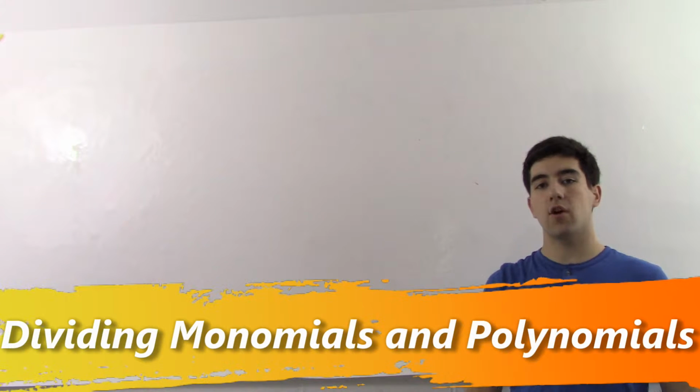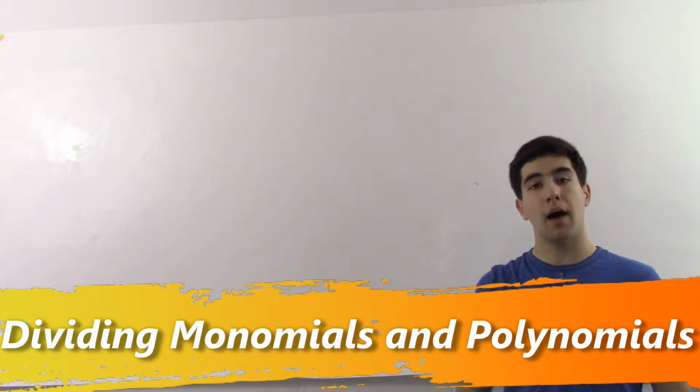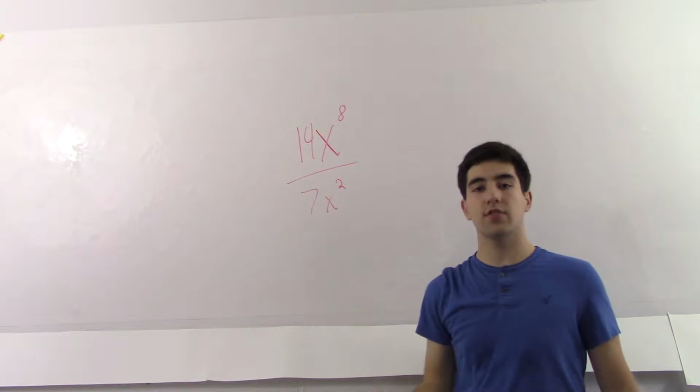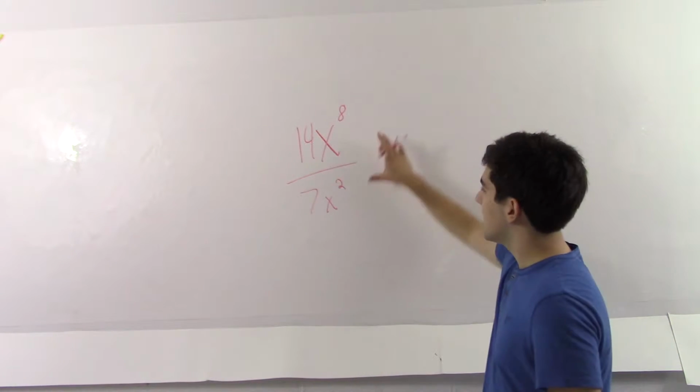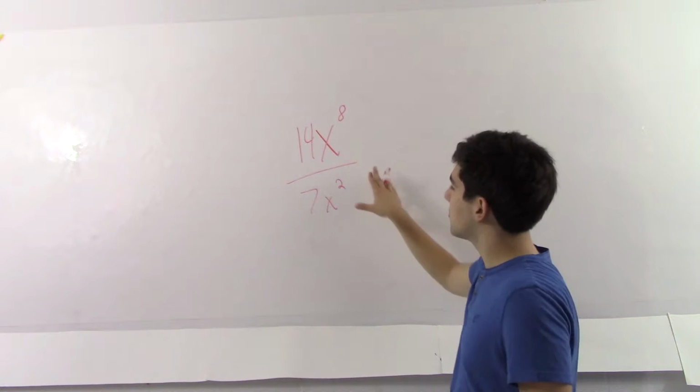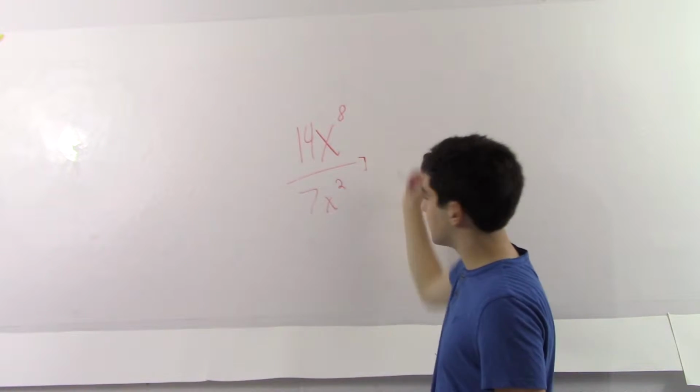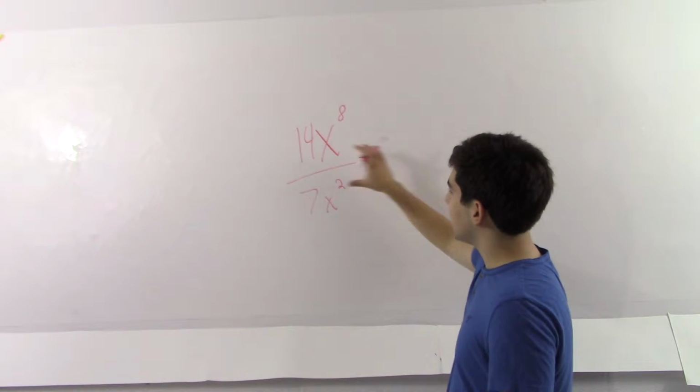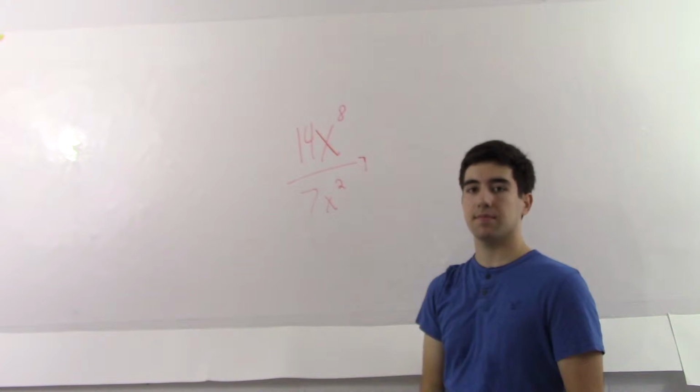Another important thing to know is how to divide monomials and polynomials. Before we look at the first example, you may have noticed that I set it up as a fraction. It still represents division by this sign, but it makes it easier to view what you're dividing. So let's look at our steps.